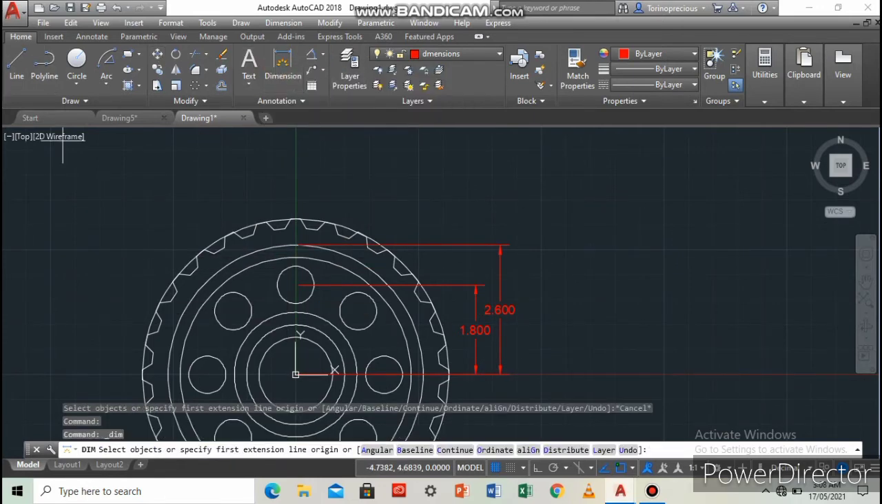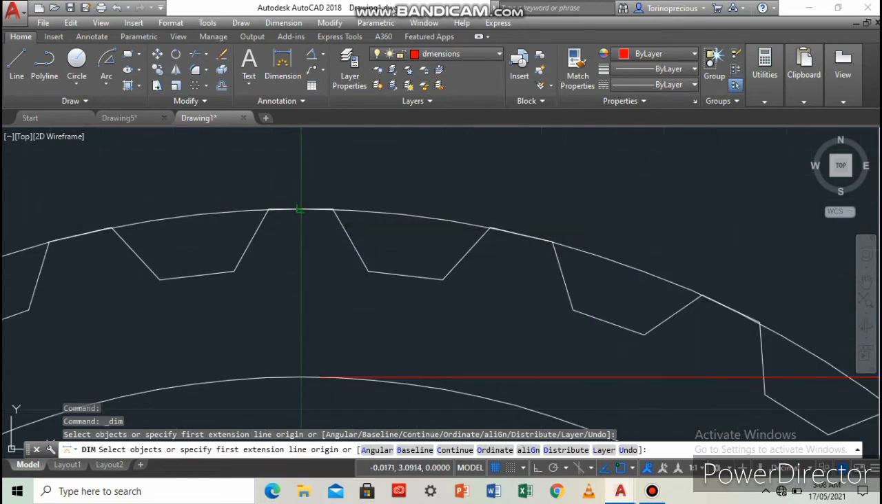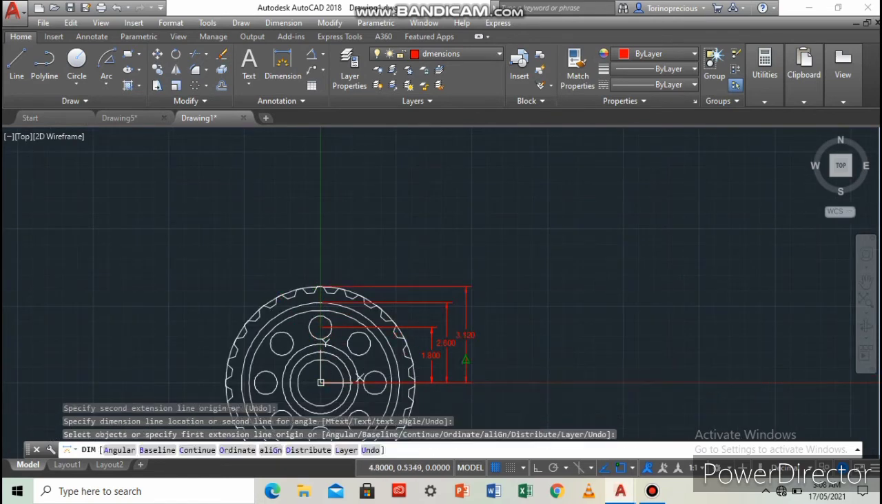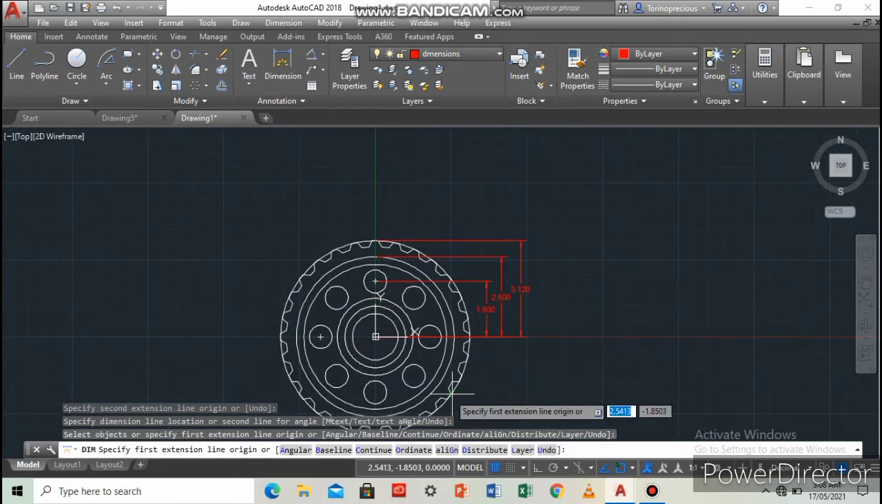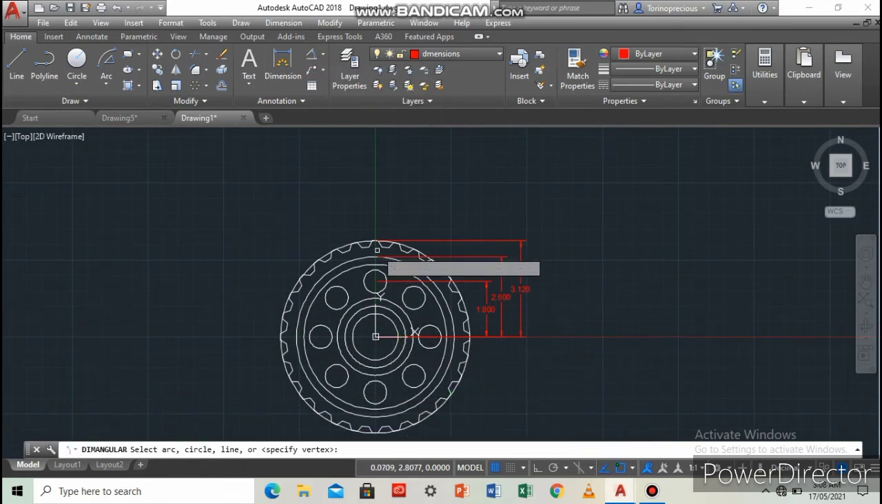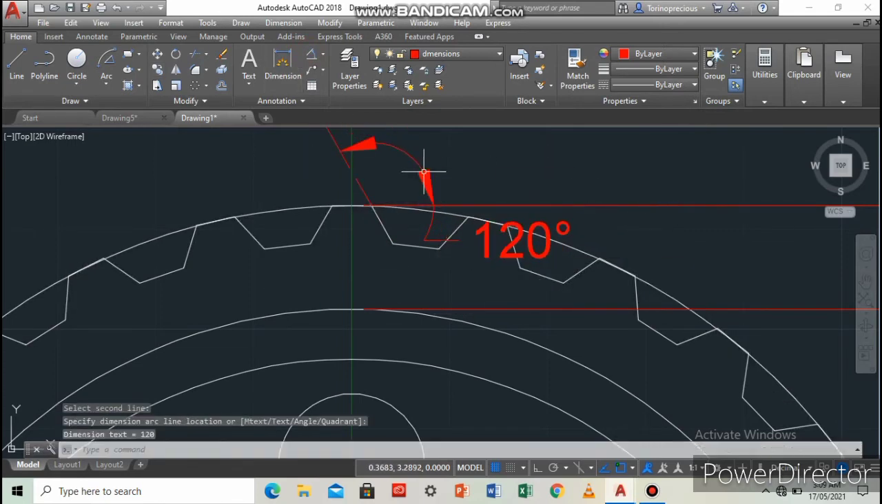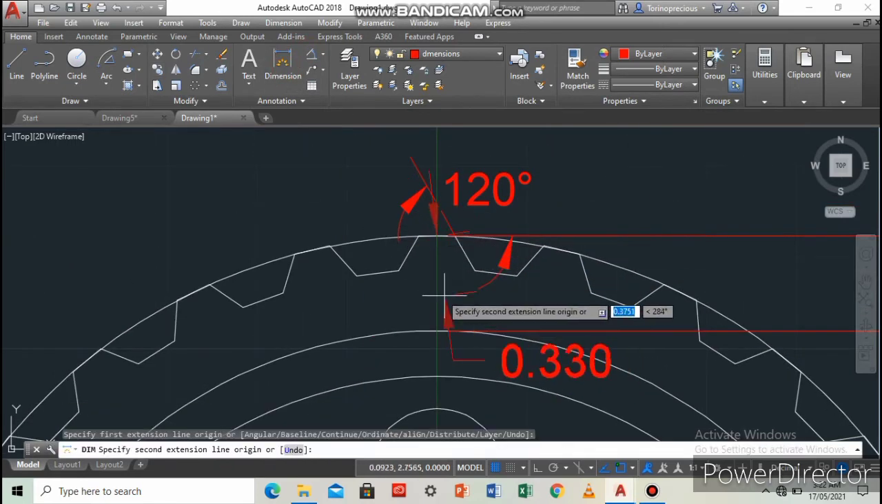And next, from this point and origin, it must have a measurement of 3.1. So let me just create some extensions. Okay, let's check if the measurement is 120 degrees, and it's correct.